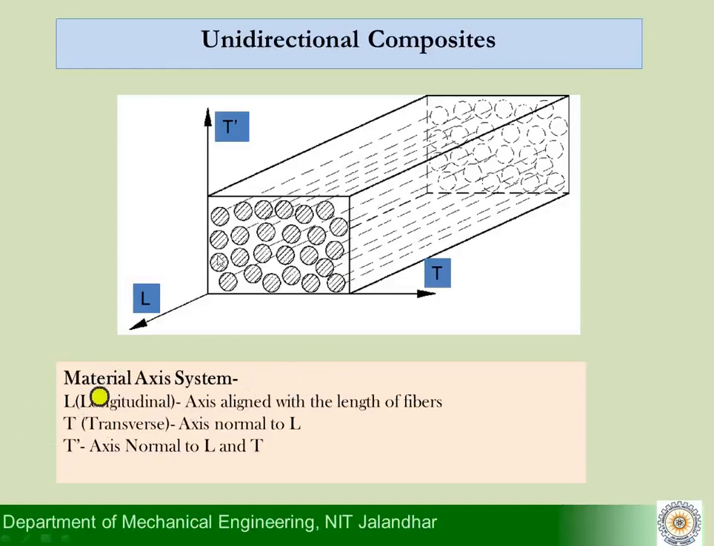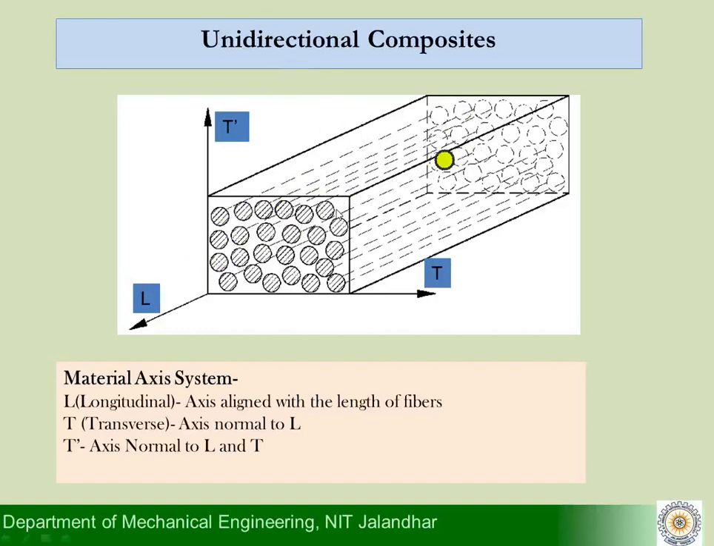Yes. So we have the longitudinal direction, the length, which is the direction along which the fibers are oriented. The other two directions are T and T prime, and we say that T happens to be the transverse direction, normal to L, and T prime happens to be the direction which is normal to both L and T. So obviously, when we look at this description of a unidirectional composite, unidirectional means fibers are only in one direction.